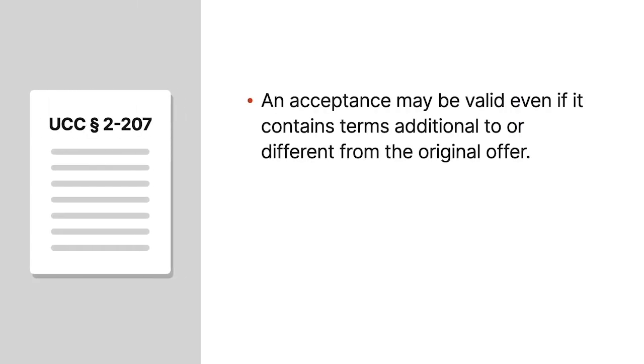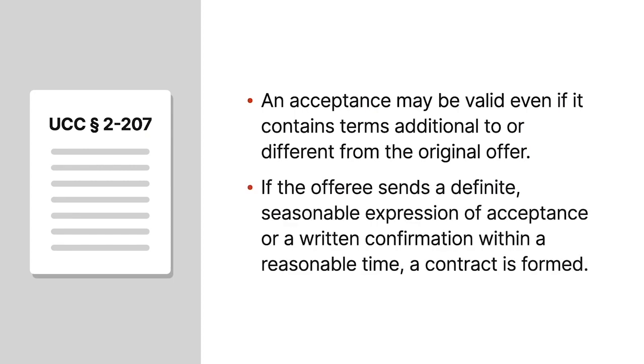Under Article 2, an acceptance may be valid even if it contains terms additional to or different from the original offer. The general rule is that if the offeree sends a definite, seasonable expression of acceptance or a written confirmation within a reasonable time, a contract is formed.